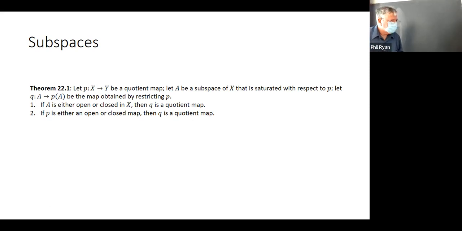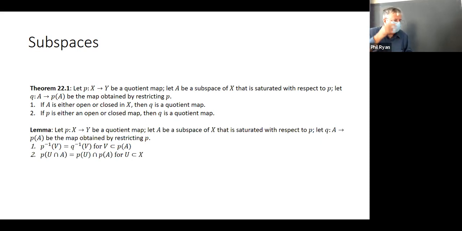Okay, so the reason why that works is the following lemma. Again, here we've got a quotient map, and we've got a subspace that's saturated with respect to P. Remember what that means: if you've got an inverse image of a point in the quotient space, and one element is in there, then all the elements that go to that point are in there.